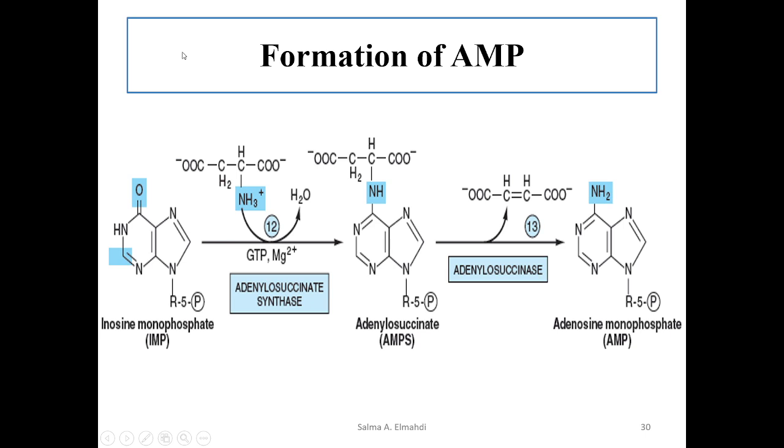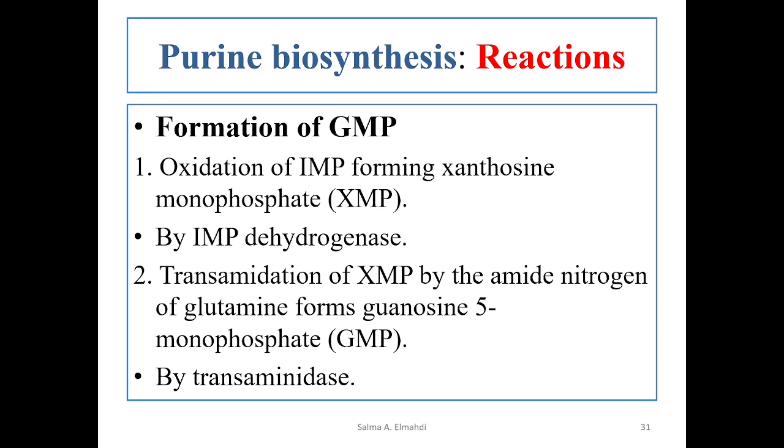So for formation of AMP, we have addition of aspartate to inosine monophosphate to form adenylosuccinate, AMPS. And then by adenylosuccinase, there is the release of the carbon skeleton and formation of adenosine monophosphate as we know.